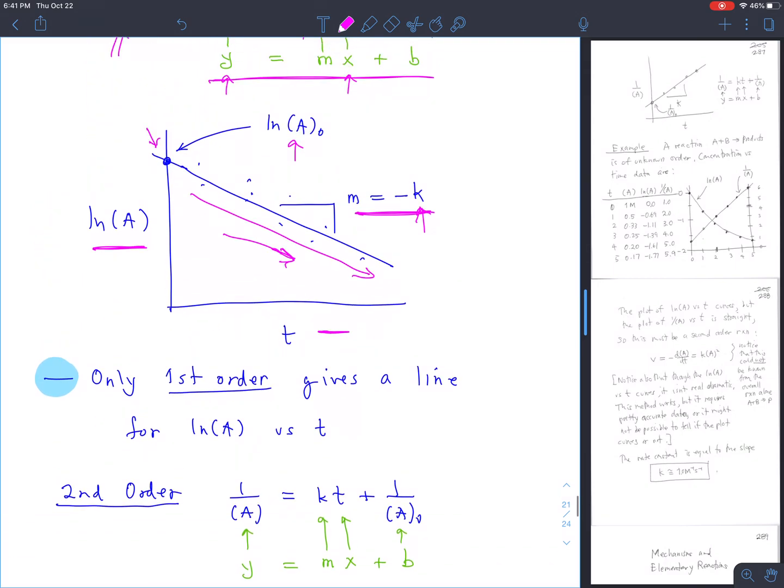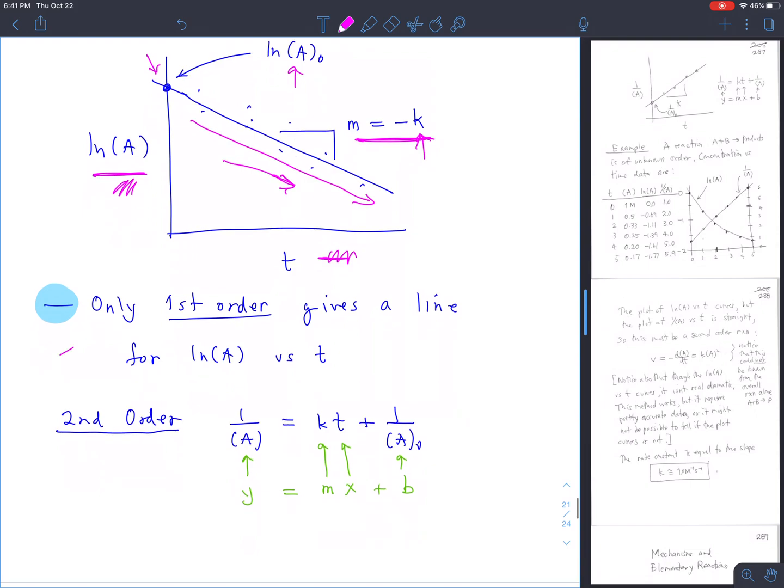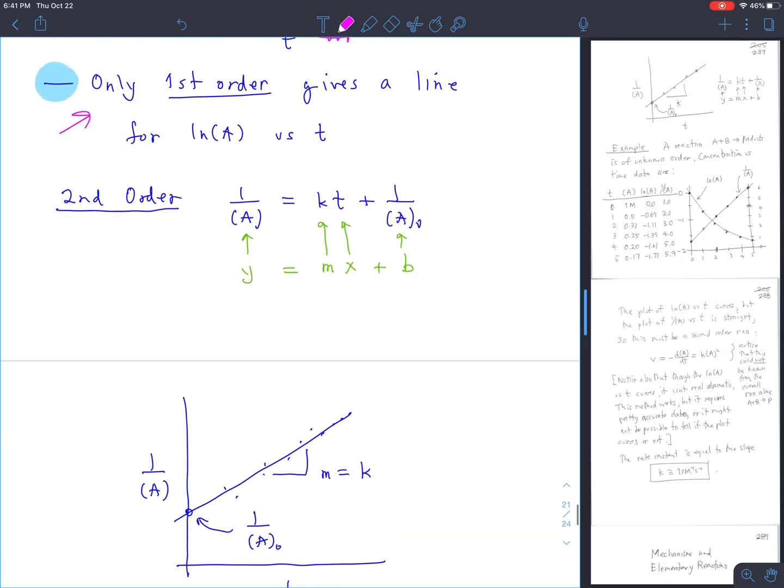Again, you only get a straight line when you plot log a versus t if it's first order. If it's any other order, you won't get a straight line. There's a caveat on that, though. Sometimes it's not so easy to tell if it's a straight line or not, but we'll talk about that below.